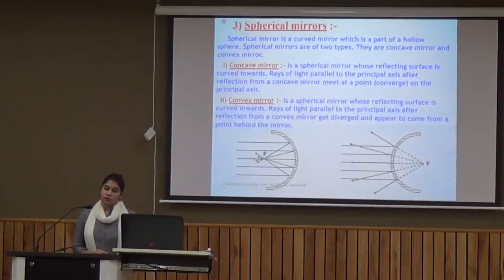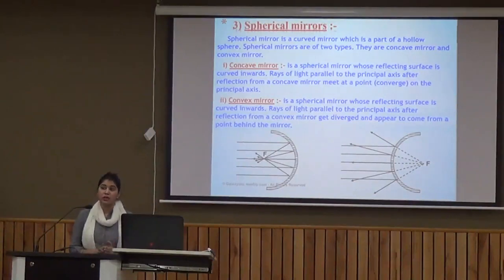Now, if the reflecting surface of a mirror is curved, then those are known as spherical mirrors. And we can classify spherical mirrors into two types: concave mirror and convex mirror. Now, the first kind of mirror that we are going to study, concave mirror, is also known as a converging mirror. It's a spherical mirror whose reflecting surface is curved inwards.